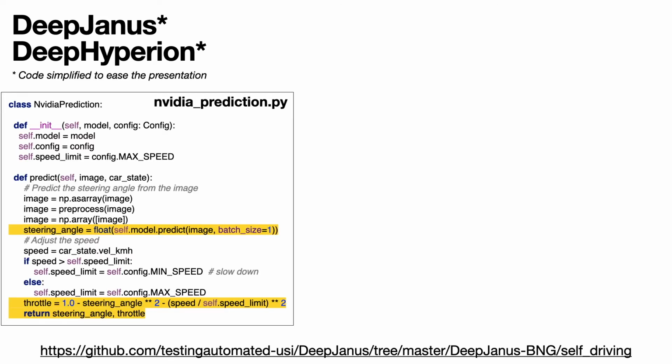So let's see how, for example, DeepJanus does it. The code shown here is a simplified version of what's on the website at this address. It defines an NVIDIA predictor, which is a class that loads a Keras model that was pre-trained on images collected from BeamNG.tech that predicts a steering angle from an image. This is the classical setup of an end-to-end steering predictor. It gets an image from the simulator, and it predicts a value of an angle.